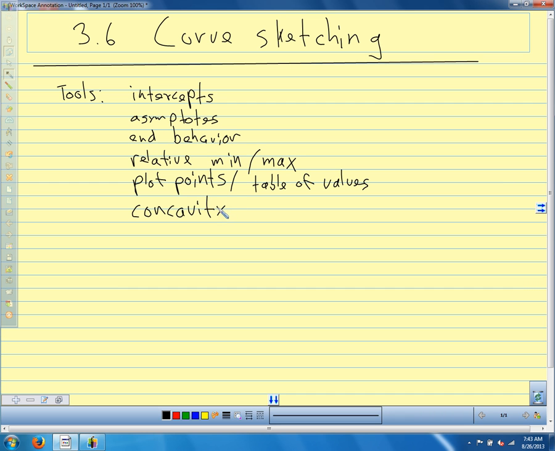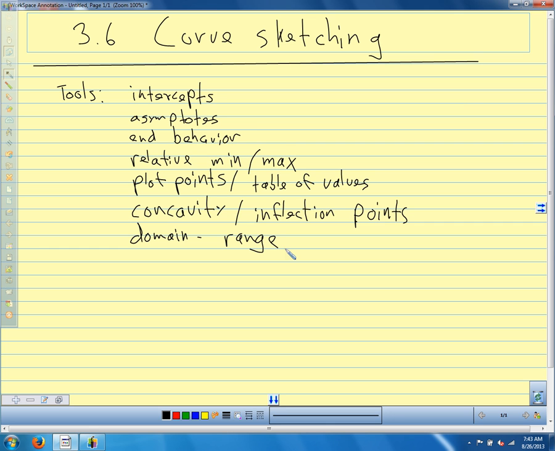And related to concavity, inflection points. Oops. Out of practice. Anything else anybody can think of? How about if we go even further back, intercepts, how about just domain and range? There's some kind of limitation in the domain, limitation in the range. So that's another one I can think of.